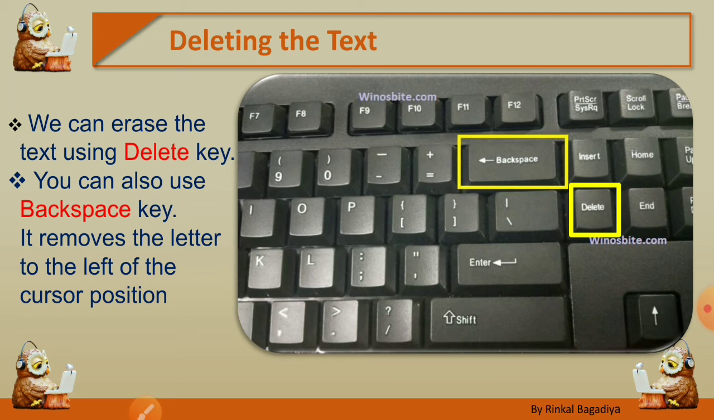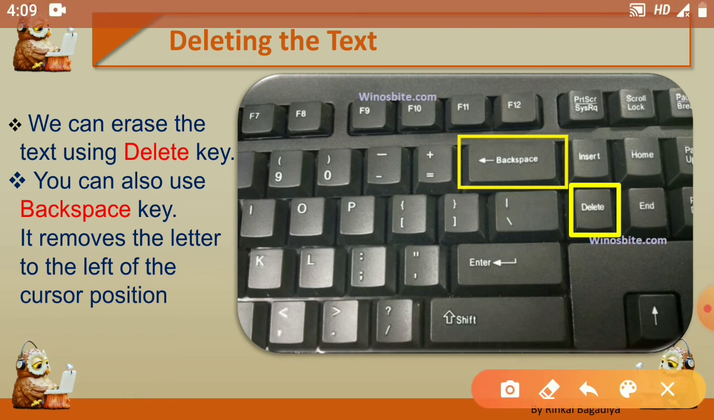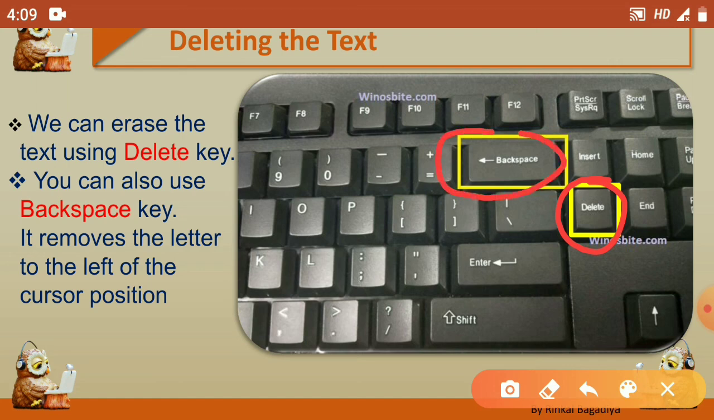Now you can see on the screen a keyboard is given. In the keyboard, where is the delete key? Here you can see, this is the delete key. To delete any text you have to first select that text, then you can press the delete key from the keyboard, this key. You can also remove text using the backspace key. This is the backspace key. The difference between these two keys is that the backspace key removes the letters to the left of the cursor position. It can be understood when we see it practically.